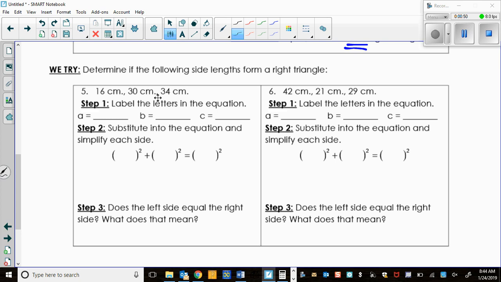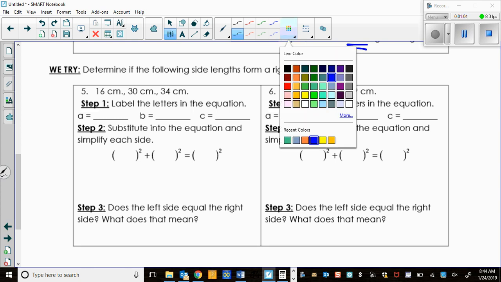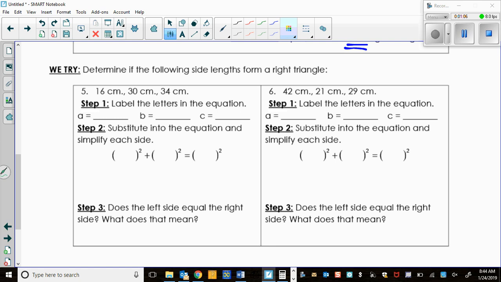Right here, I'm going to go ahead and start labeling my legs and my hypotenuse. Remember, A and B are always our legs, and C is our hypotenuse. So C should be our largest number. Between these three numbers, 34 centimeters will be our hypotenuse, or our C. So I'm going to write C equals 34. Okay. Then the remainders are less than 34, so these are going to be my legs. So I'll have 16 here and 30 here.